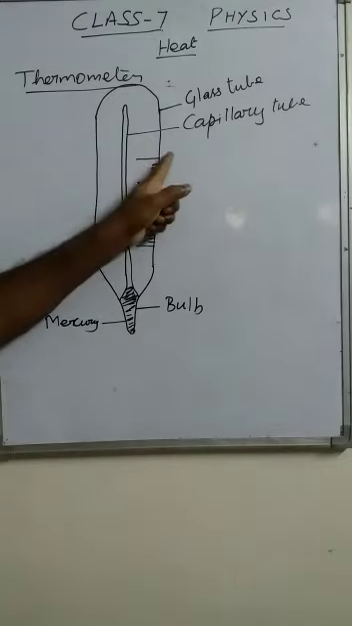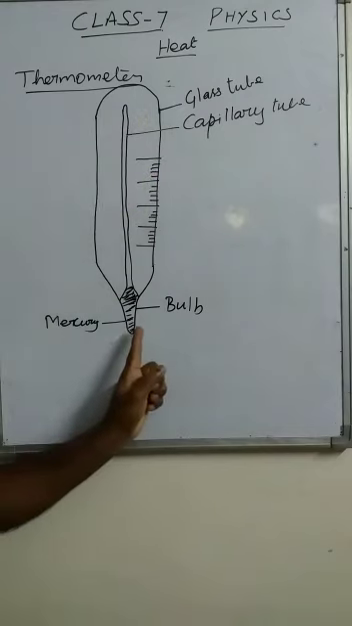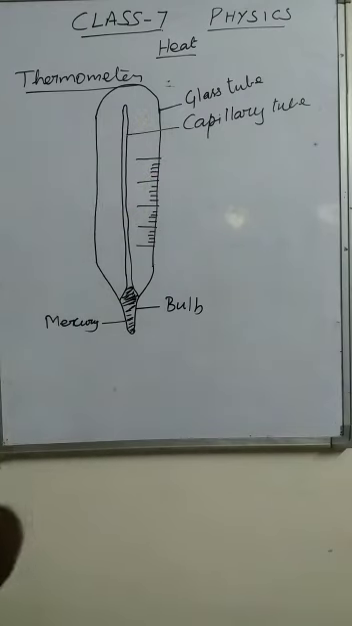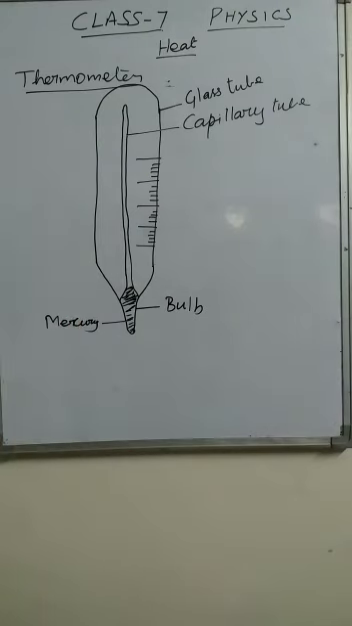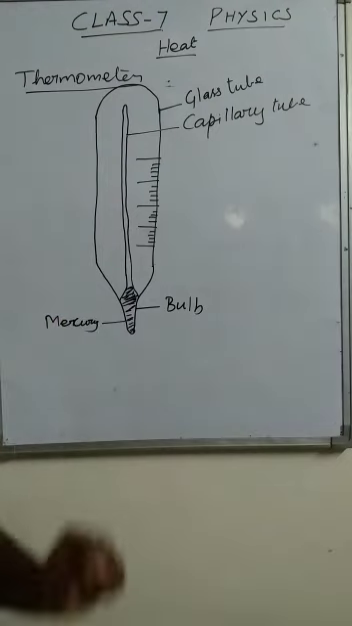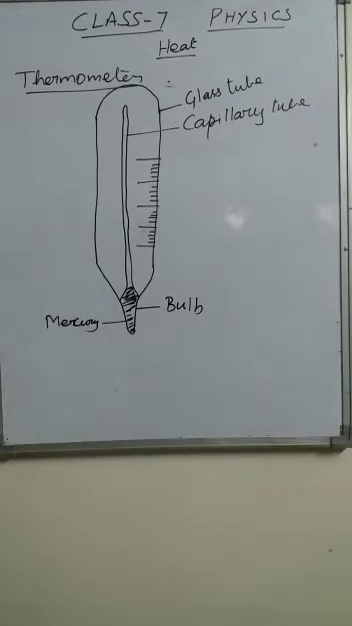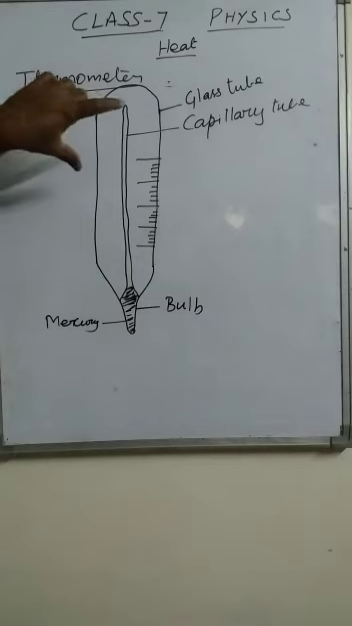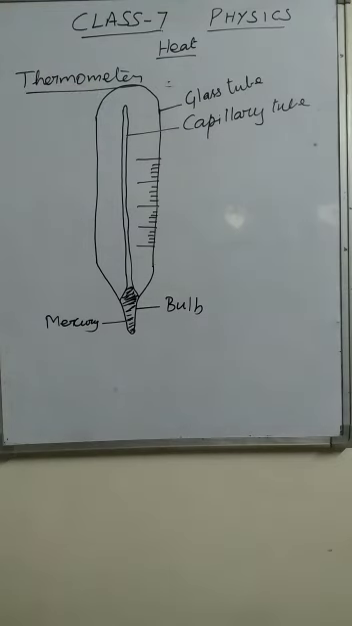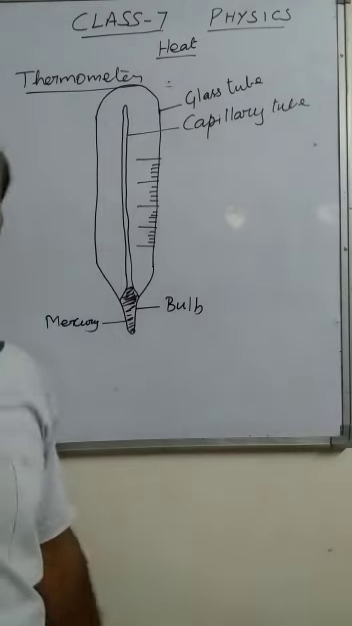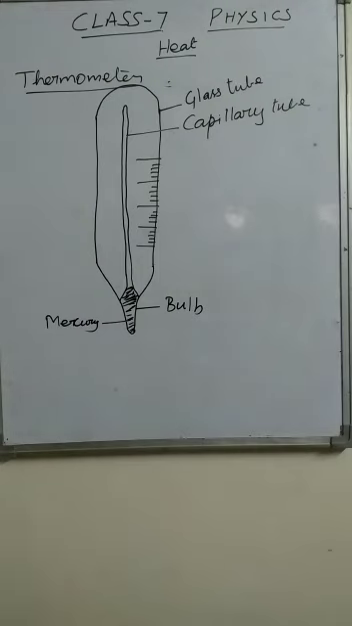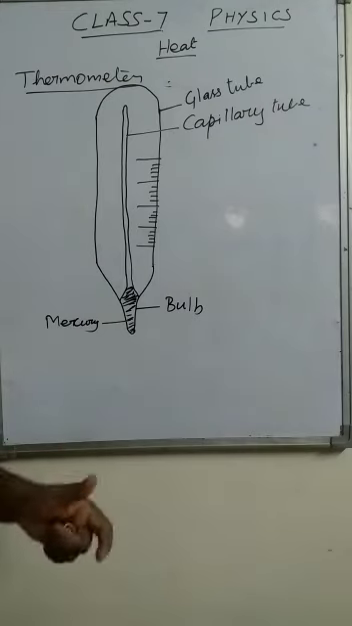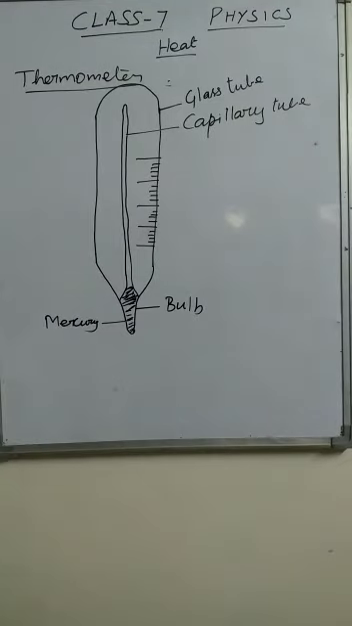It consists of a glass tube closed at one end, the other end is made with a structure known as the bulb, which is filled with the liquid mercury, and at the center of the glass tube there is a fine tube-like structure, the capillary tube. Now we'll talk about how this thermometer works, how this thermometer is used to measure the temperature of anything.